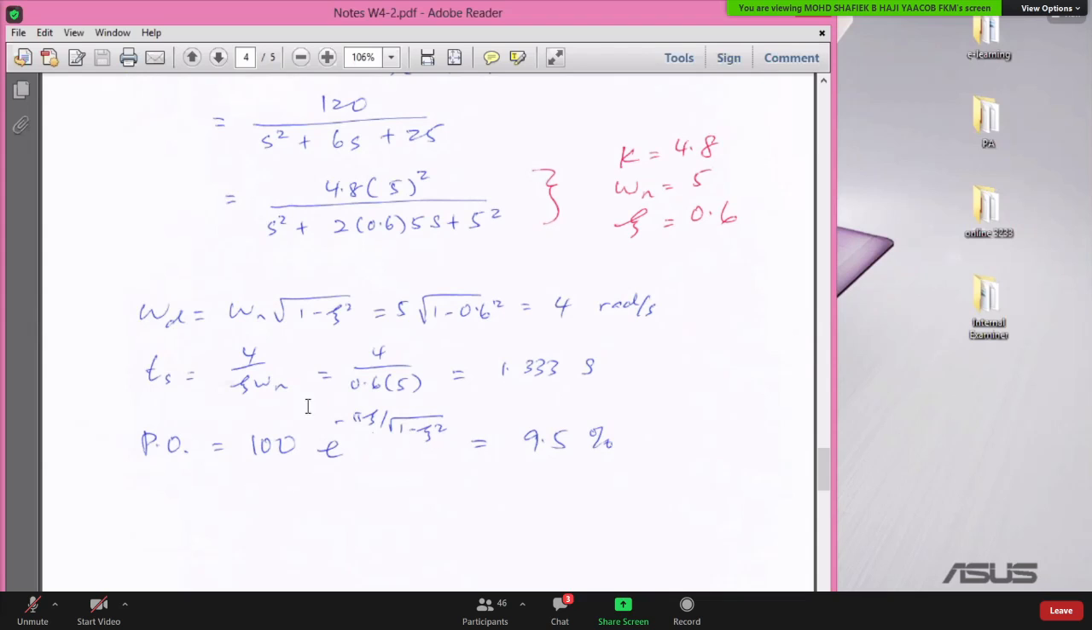If you notice here, percent overshoot is just a function of zeta. So when zeta is 0.6, you have less than 10% of overshoot. If you want less than that, when you design a control system, you need to increase this damping ratio. So percent overshoot is just a function of damping ratio, while omega d and settling time are a function of both omega n and damping ratio. Do you have any questions now?